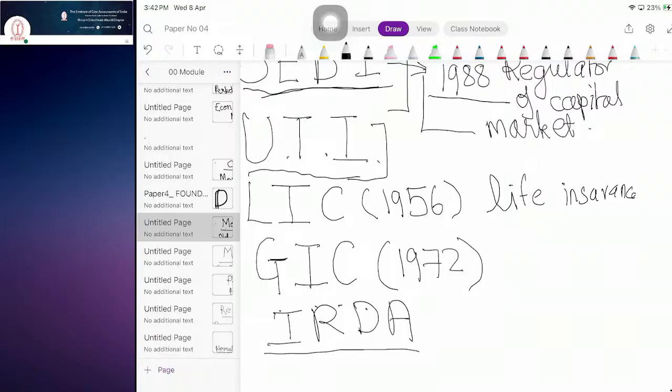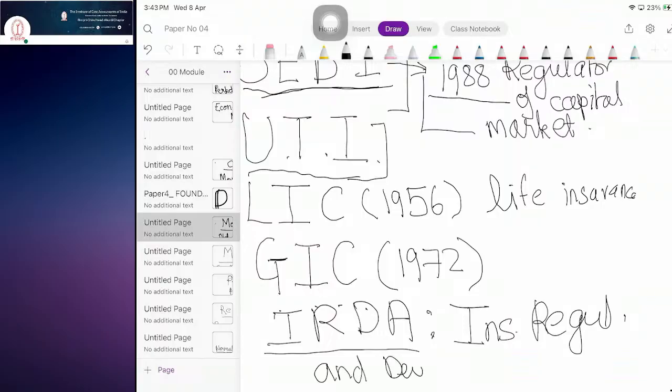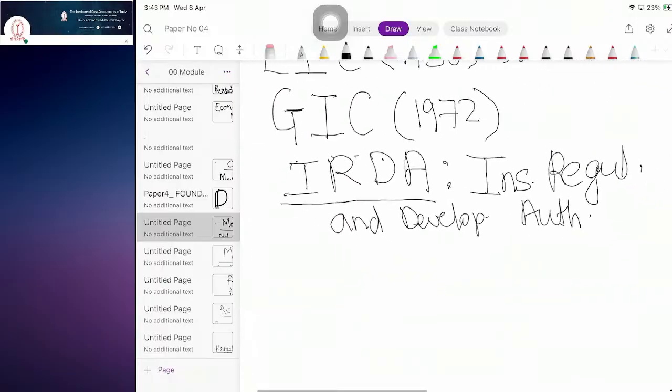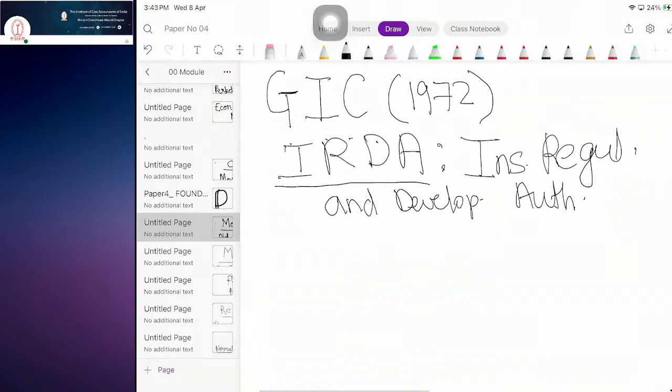Okay, write this if you don't remember. Insurance Regulatory and Development Authority. Insurance Regulatory and Development Authority. It is called IRDA. It is called IRDA.